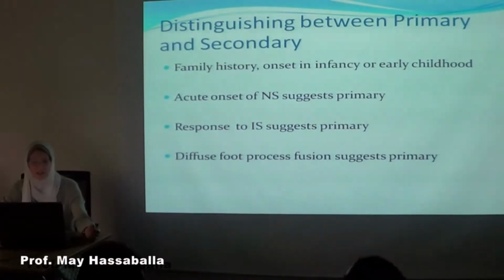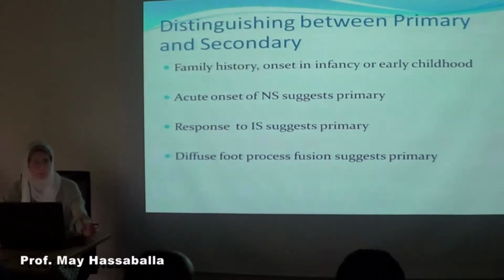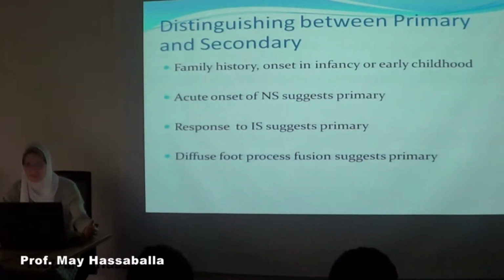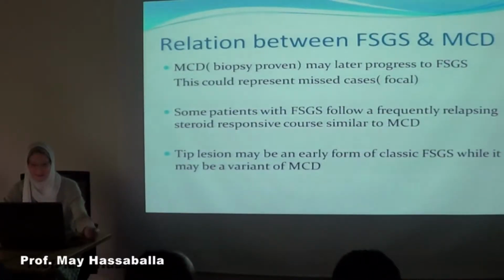Of course, if we have a family history, onset occurring in infancy or early childhood, then it's usually a Mendelian disease. And if you have an acute onset of nephrotic syndrome, this suggests primary, because primary usually comes acutely with a full-blown picture of nephrotic syndrome, whereas in the secondary, it's rather insidious, and you can have nephrotic proteinuria, but you don't usually find hypoalbuminemia and edema. Response to immunosuppressive drugs suggests primary, but of course you know that there are some steroid-resistant primary nephrotic syndromes. And then our eminent pathologist would not help us much with the distinction, but diffuse foot process fusion suggests primary, because in the secondary it's usually focal. Anyway, I'll skip that part.